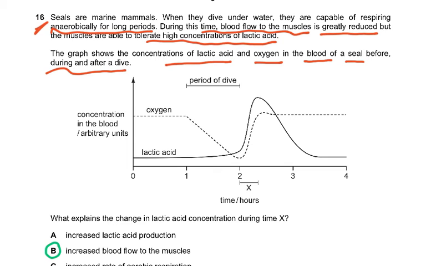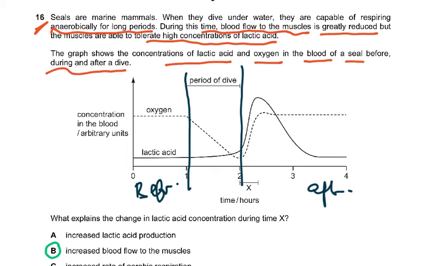So this is the period of the dive. So let's look at this point. The period of the dive is this area, and this is the area before the dive, and this is after the dive. So the graph shows the concentrations of lactic acid. So lactic acid is at a certain normal level, say this is 5. And then it stays the same during the dive, and then it rises. Concentration in the blood in arbitrary units.